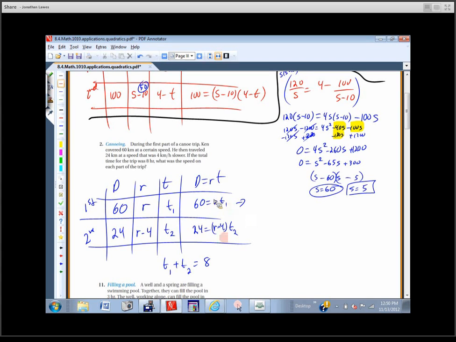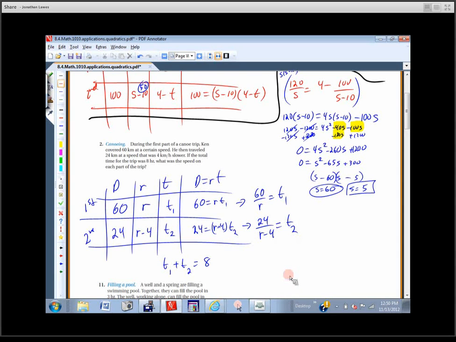I want you to look at how similar this is. Which of these variables would be the easiest to solve for, the R's or the T's? R and T are about the same here, but look at this one. By far, T2 is the easiest one to solve for. So let's do 60 over R equals T1. On this one, we're going to do 24 over R minus 4 equals T2.